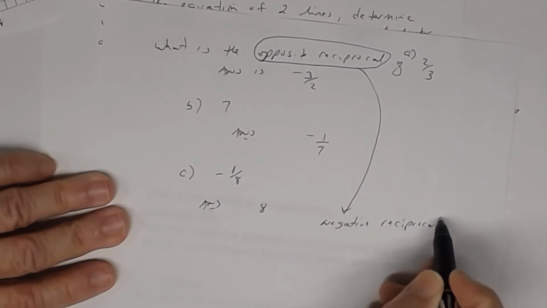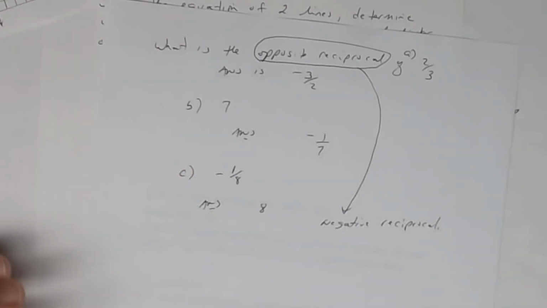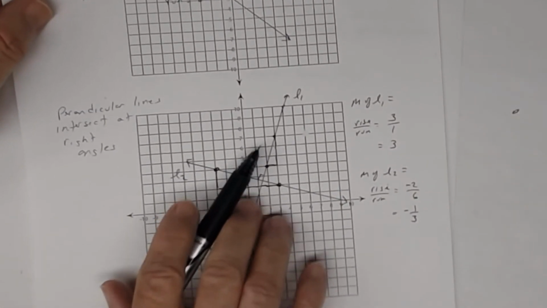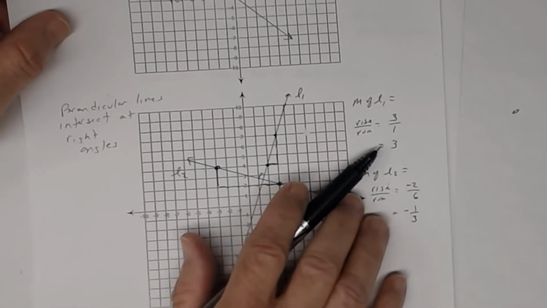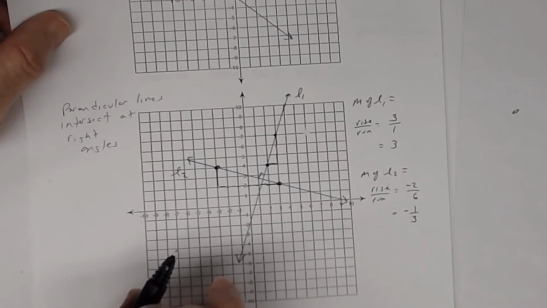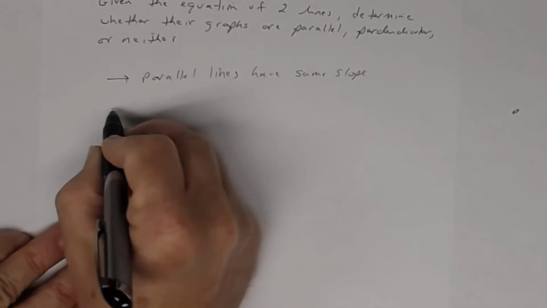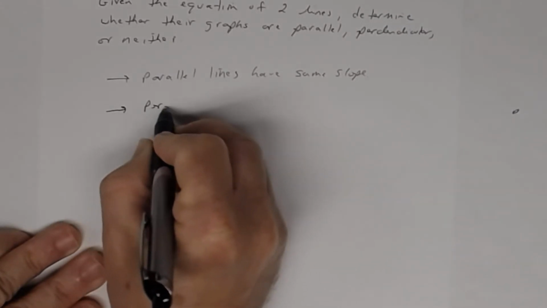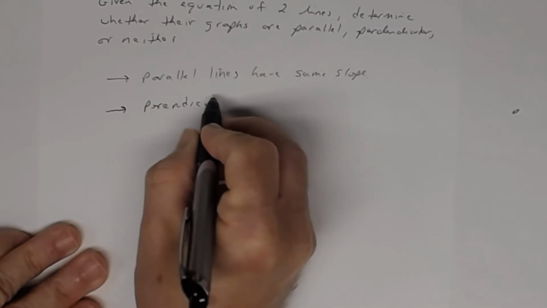All right, but we're going to use the word opposite reciprocal here. So what we should notice is this, and this is going to be important. We know those lines are perpendicular. We know that their slopes are opposite reciprocals of each other. So perpendicular lines, and this is important, that's going to be needed.